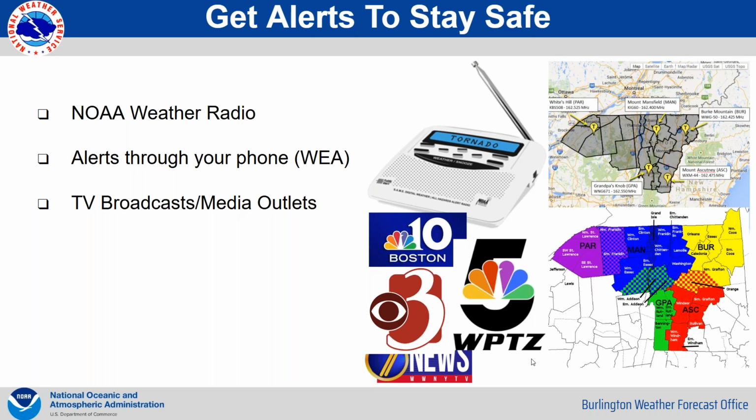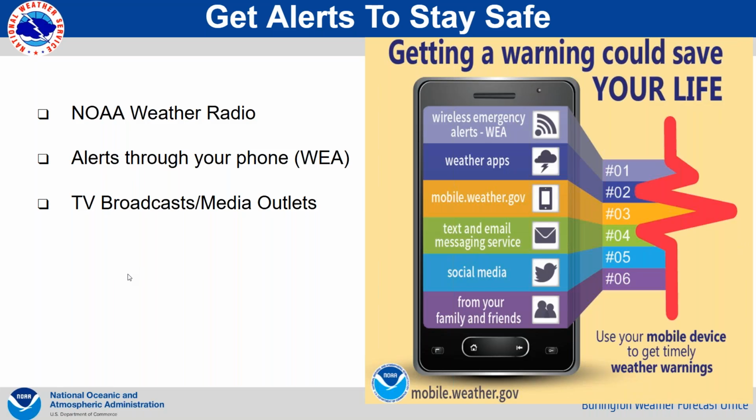Having alerts through your phones, the wireless emergency alert system, you can turn it on or off. We encourage you keeping it on so that you can receive heads up information through your phones. And then having a trusted TV broadcast or media outlet to help receive weather reports and information to your local area will help you stay safe. Having multiple avenues is important. There are a lot of text and email messaging services like VT Alerts is one example. Having weather apps can also help with alerts, and then also just having a good network of friends and neighbors can help out.